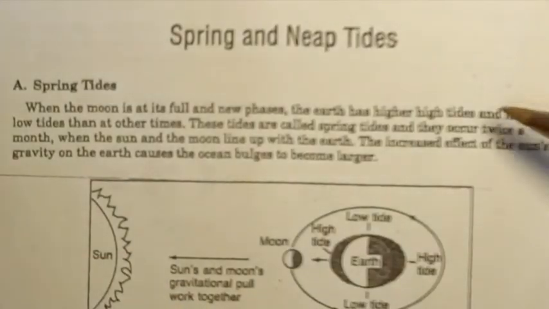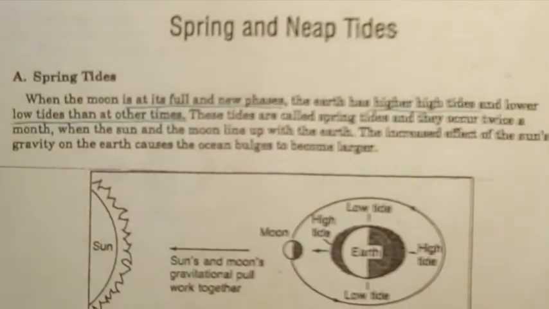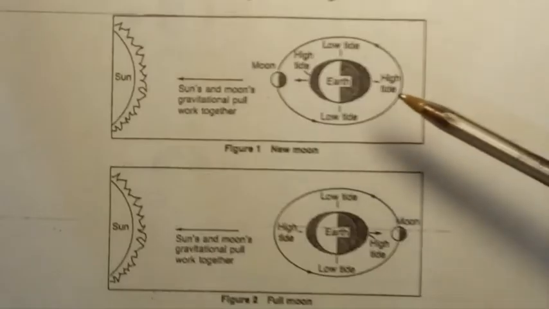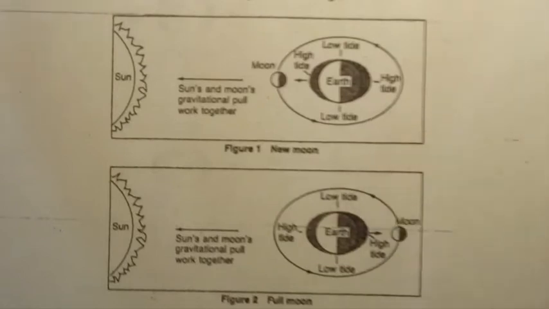Spring tide. When the moon is at its full and new phases, the Earth has higher high tides and lower low tides than at other times. These tides are called spring tides, and they occur twice a month when the sun and the moon line up with the Earth. The increased effect of the sun's gravity on Earth causes ocean bulges to become larger.